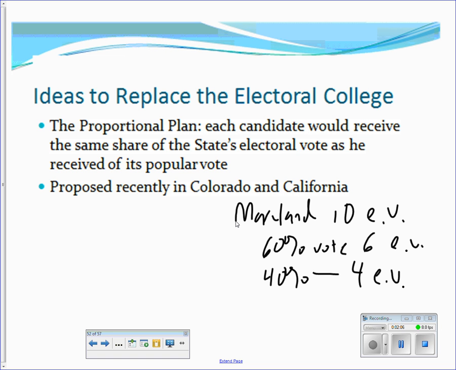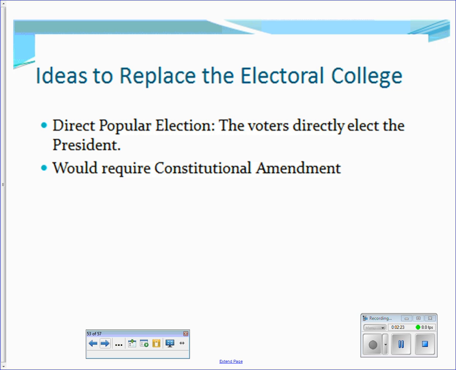Illinois with 20, I guess that'd work out good too. If you got 60% of the vote, you'd get 12. The other one would get 8. This was proposed in Colorado and California. It did not pass, however. Part of it is people are going to have to do math. But again, it would take away the winner take all, and the greater your margin, the more electoral votes you're going to get. All right.